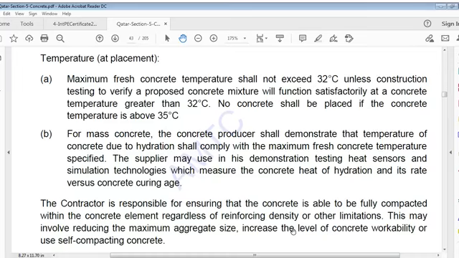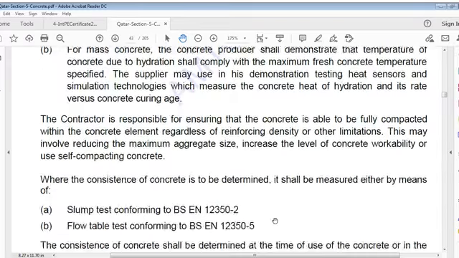Supplier may use in demonstration testing heat sensors and simulation technologies which measure concrete heat of hydration and its rate versus concrete curing age.